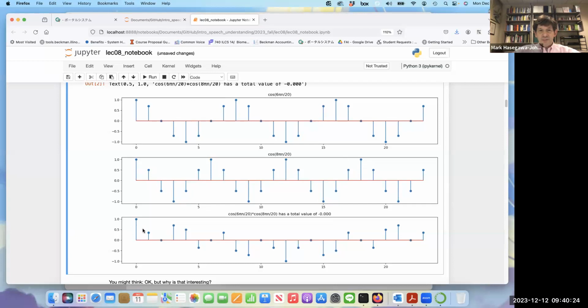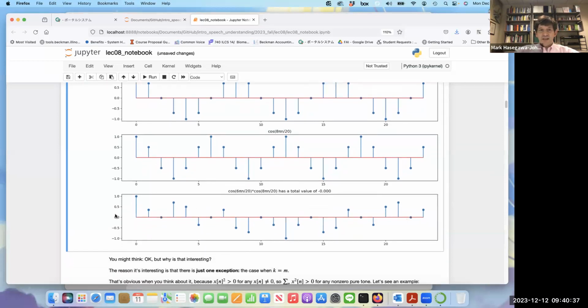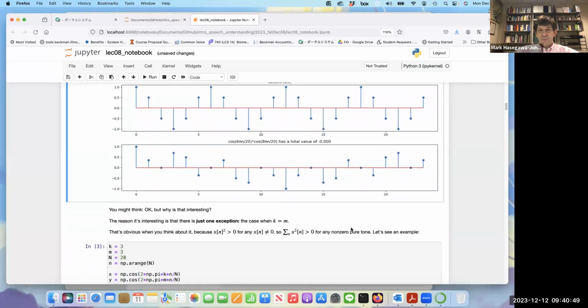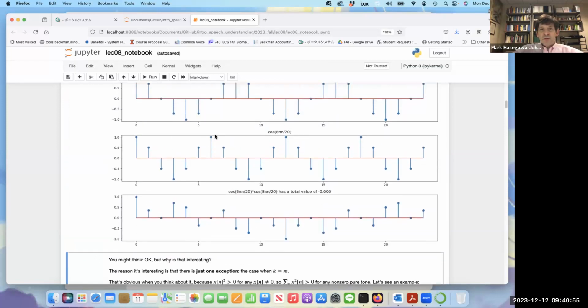If I multiply them together, I get something that has negative samples that are exactly equal to the positive samples. So the negative samples cancel out the positive samples. And so when I multiply those two signals together and then average, the average value is 0. Right here, the average value is 10 to the minus 15th, which is essentially 0. So that's the first idea.